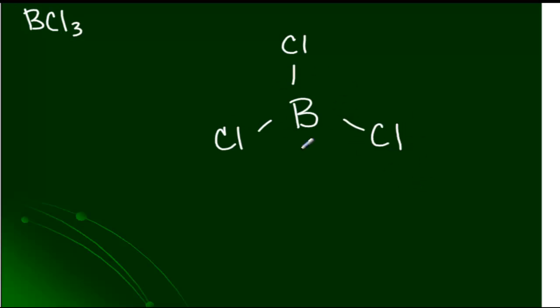Now again, boron is one of the exceptions. It is happy with 6, so 2, 4, 6 in the bonds. So now let's start adding. We have a total of 24 valence electrons. So 2, 4, 6, 8, 10, 12, 14, 16, 18, 20, 22, and 24. Now double check, is everybody happy? The chlorines all have 8. The boron is happy with 6. So this is the Lewis structure for boron trichloride.